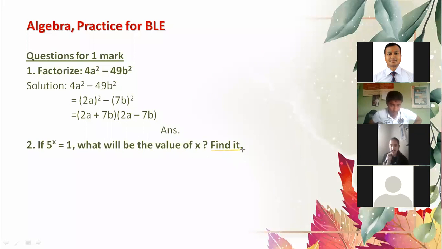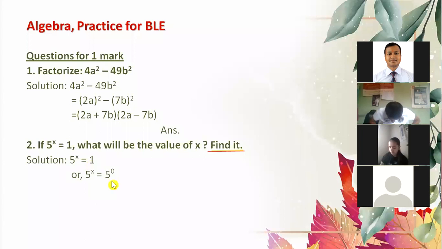So we don't have to write it directly. Don't directly write that it is 0. Remember it. Find it. Because of this, we have to simplify it from the given. The given thing is 5 power x is equal to 1. It is given to us.